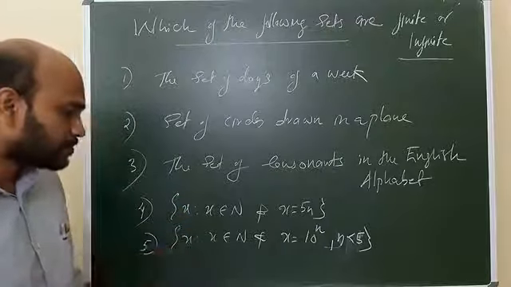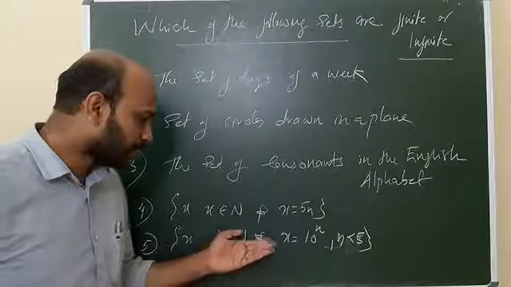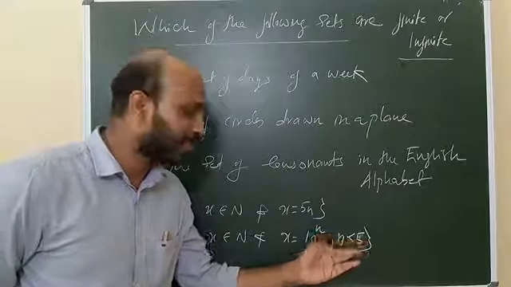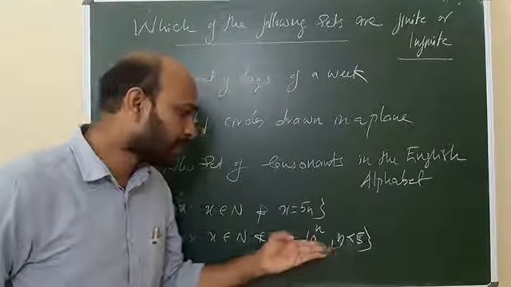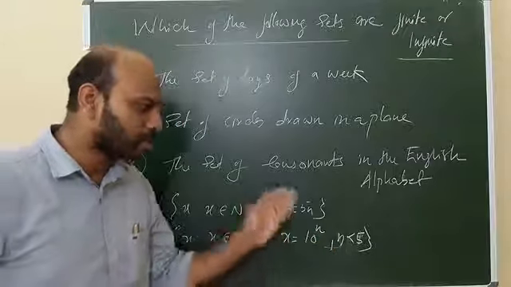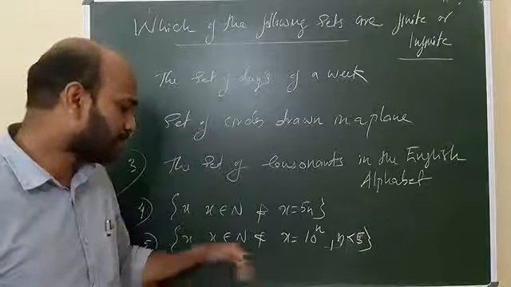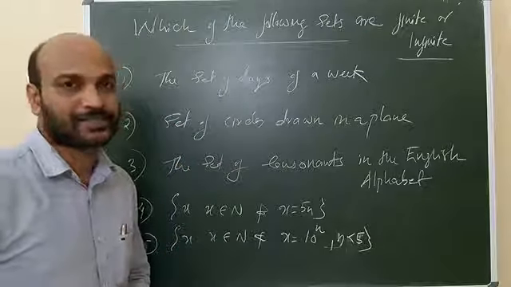And fifth, the set of all x belongs to N such that x equals 10 raised to n, with n less than 5. One condition is there, n less than 5. So the elements are 10 raised to 1, 10 raised to 2, 10 raised to 3, 10 raised to 4. There are only 4 elements. So it is an example for finite set.